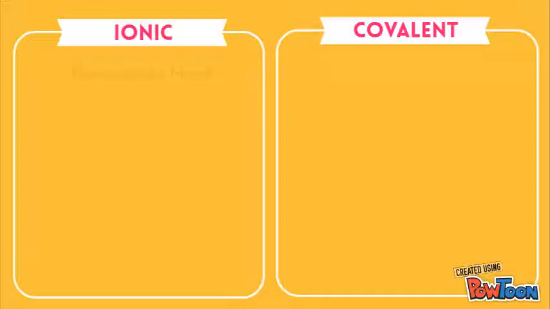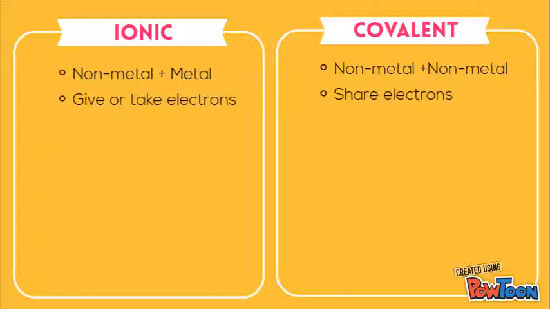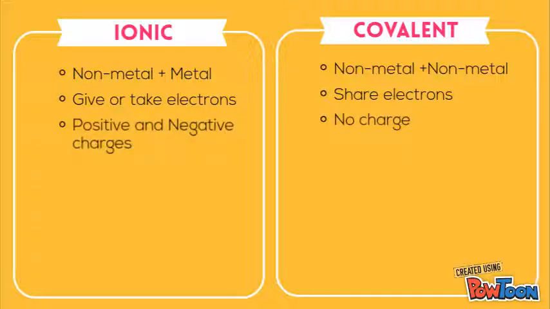Ionic bonds are between nonmetal and metal elements, whereas covalent bonds are between nonmetal and nonmetal elements. Another difference is that ionic bonds give or take electrons, whereas covalent bonds share electrons. Ionic bonds have positive or negative charges, but covalent bonds have no charge. They have high melting points and boiling points, which differs to covalent bonds which have low melting points and boiling points.